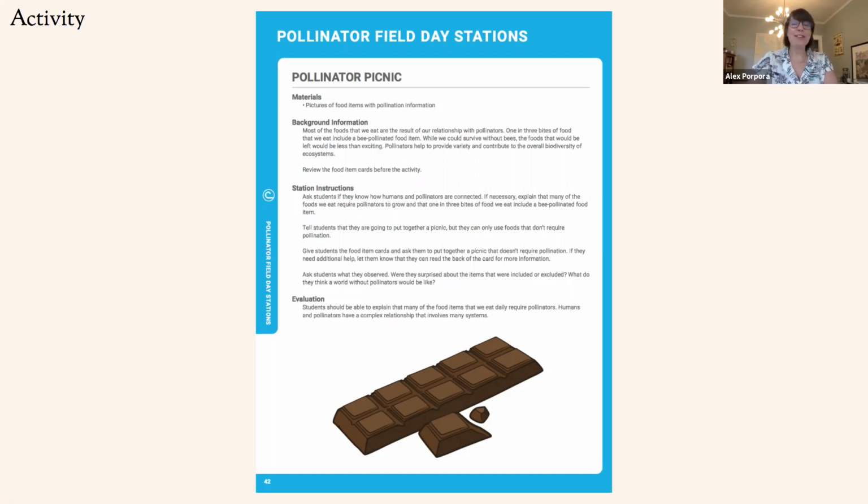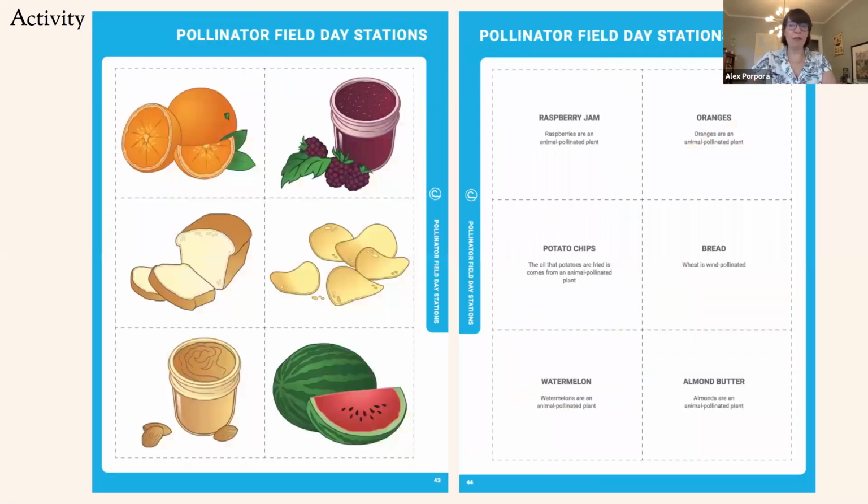In this activity, students will be posed with a question. Can they put together a picnic of foods that don't come from pollinators? To have them do this within the activity are a handful of cards with food items, and on the back some information about that food item and whether or not it needs a pollinator. So for example, oranges, they are an animal pollinated plant, or potato chips. Potato chips, the oil that potatoes are fried in comes from an animal pollinated plant. So throughout this activity, students will discover which of the foods that they eat requires pollination and which foods don't.